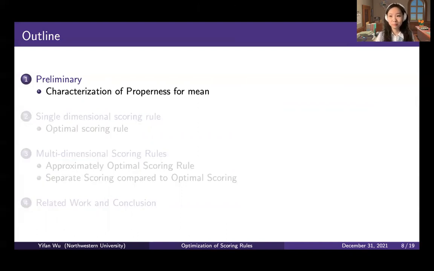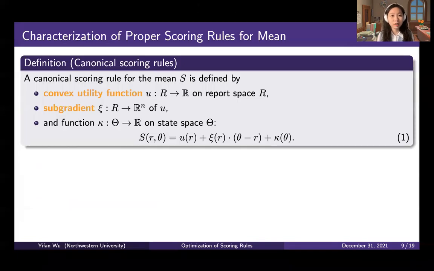First, the preliminary. Here is the characterization of proper scoring rules for mean. In our paper, it is sufficient to consider the set of canonical scoring rules. We say a scoring rule is a canonical scoring rule if it is defined by a convex utility function U, which is a convex function over the report space R, and a set of subgradients C, which is subgradients of the convex function U, and the function kappa, which only depends on the realized state theta. And the scoring rule has the following form.